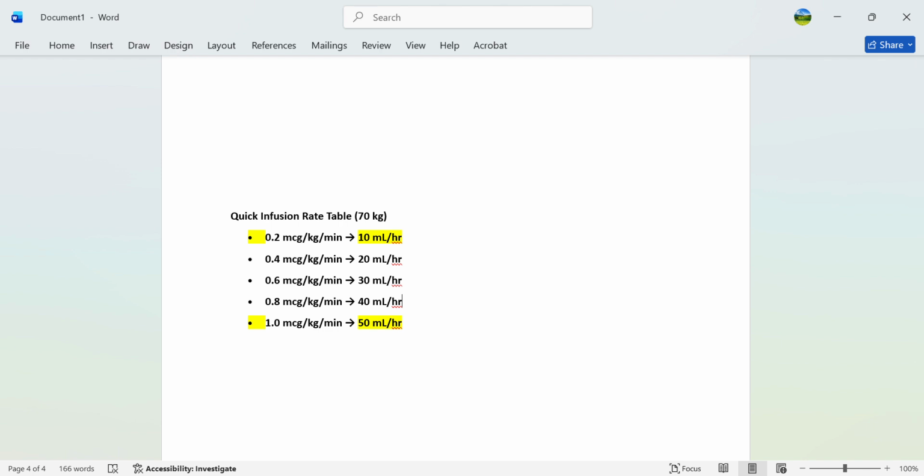So that's all from my side. We will also try now to calculate infusion rate for dopamine as well as for other vasoactive medication. That's all from my side.